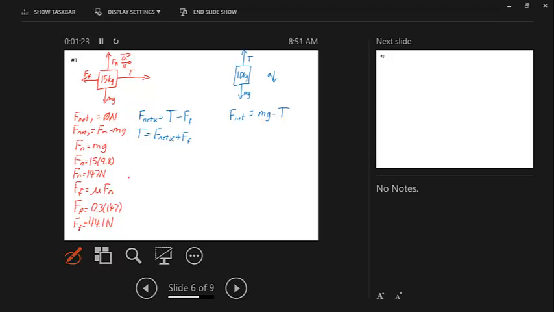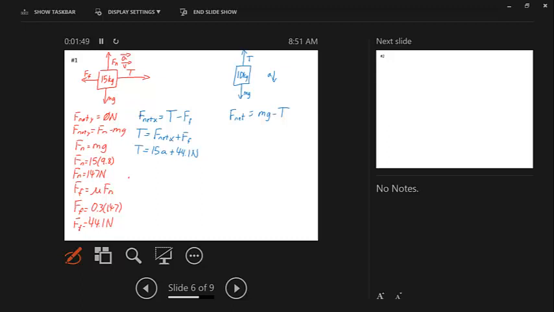And so tension will be equal to mass, which is 15, times acceleration, plus my frictional force, which is 44.1 newtons. So that's for this object here.